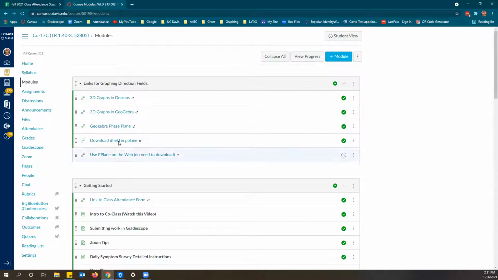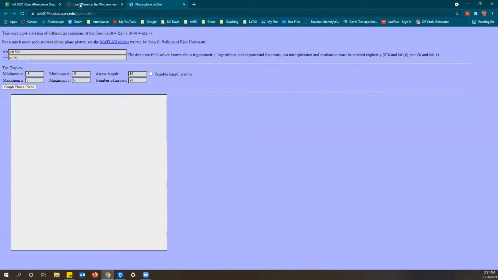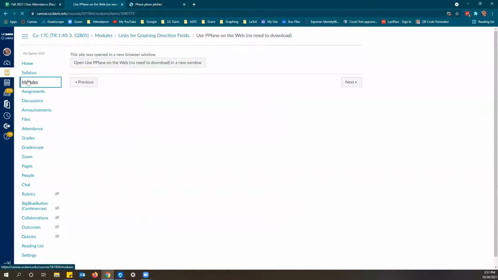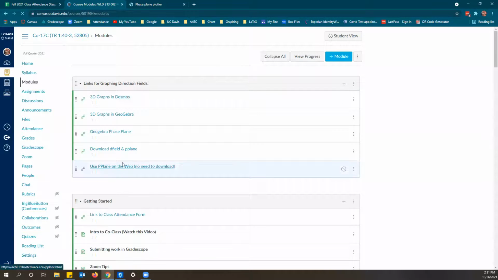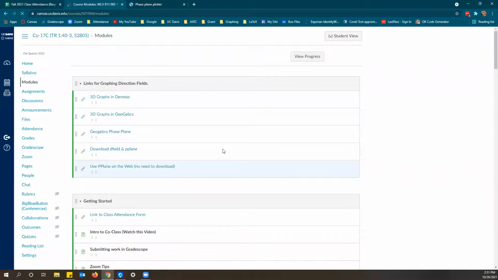pplane is fun. Downloading it's great if you have the time and desire to do that, but sometimes it's kind of a pain. But I just found a place to actually use it, which is kind of great. If you go to the modules and click on the use. Oh, it's not published, James. You should publish that so you guys can actually use it. Great. Now you can go to the modules and actually find that thing.